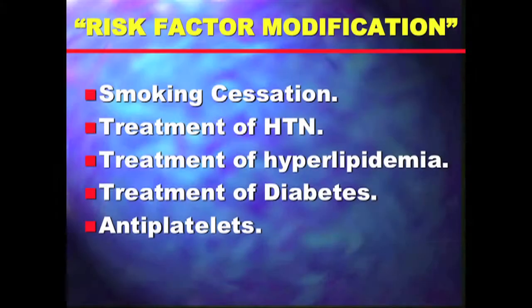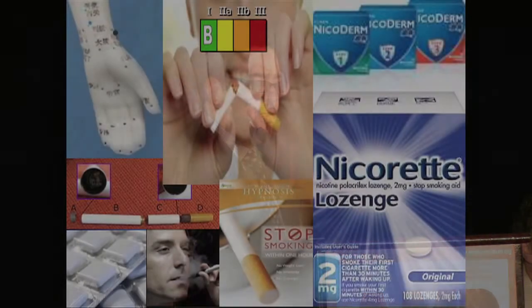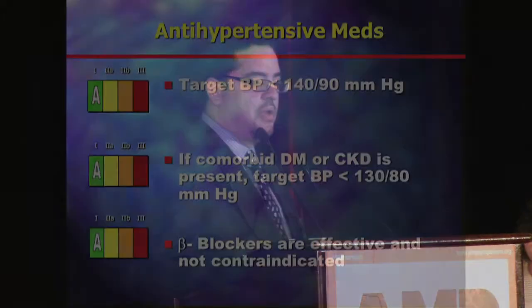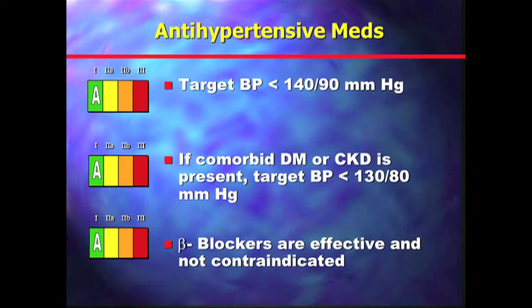Now, when we talk about risk factor modification, everybody has talked about this. Smoking cessation, treat high blood pressure, treat cholesterol, diabetes, and use antiplatelets. And as I just added, wound care and infectious disease people. Smoking cessation is a Class 1B recommendation for patients with PAD. This is according to national guidelines from 2006. Antihypertensive meds: patients with PAD should be treated to a target blood pressure less than 140/90, a Class 1A indication. If there's diabetes or chronic kidney disease, you should be more aggressive and treat to a goal of less than 130/80.